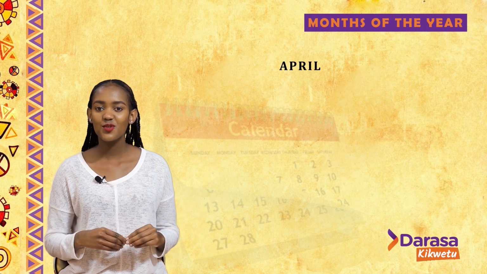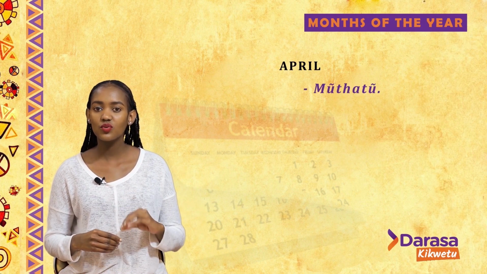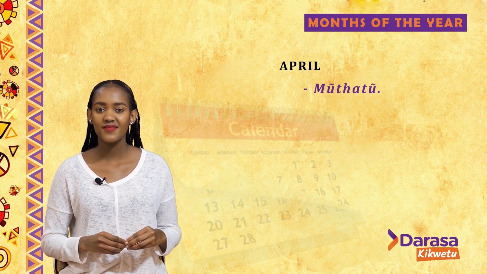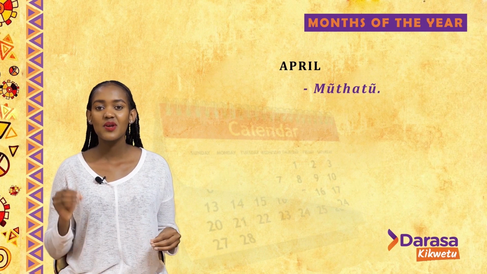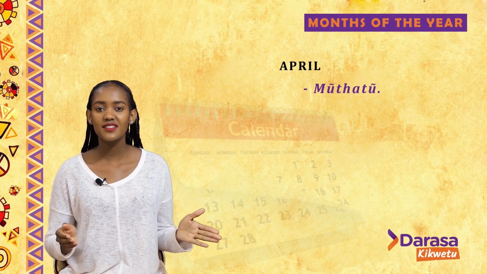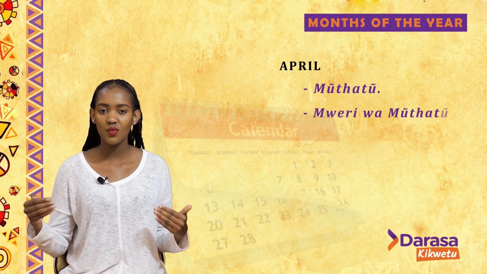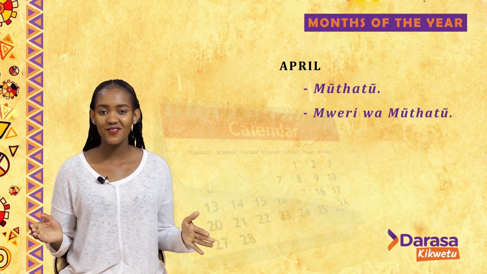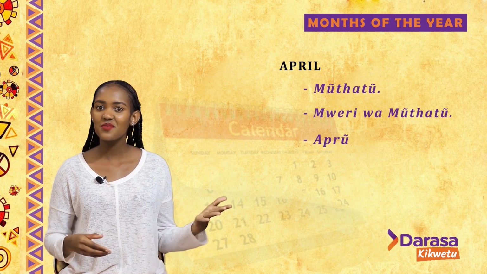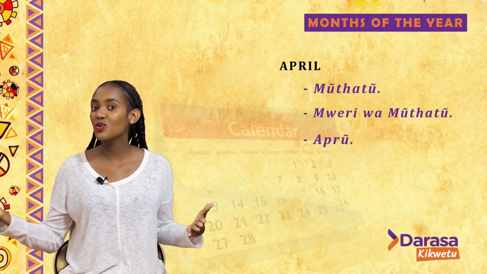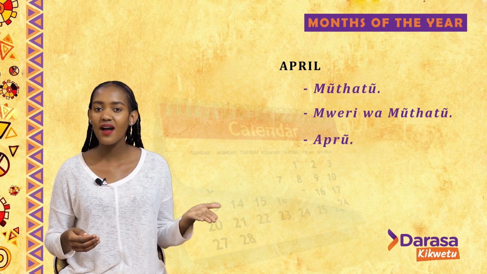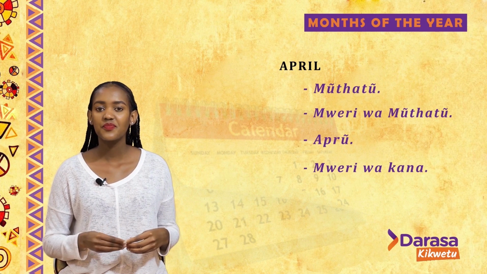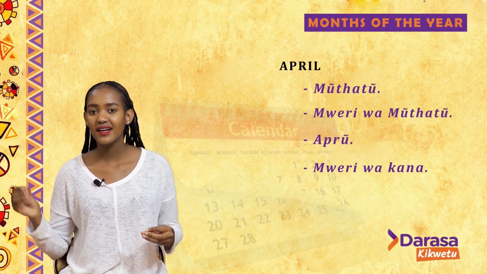April is known as Mudato. Again, Mudato. So you can say Mweri wa Mudato. Alright, but you can always say April. So you say Mweri wa April, or Mweri wa Kana, Mweri wa Kana.